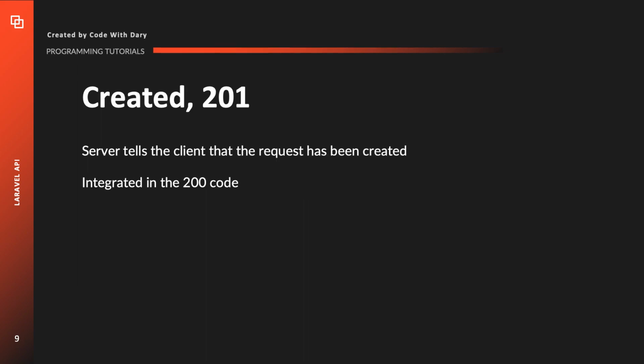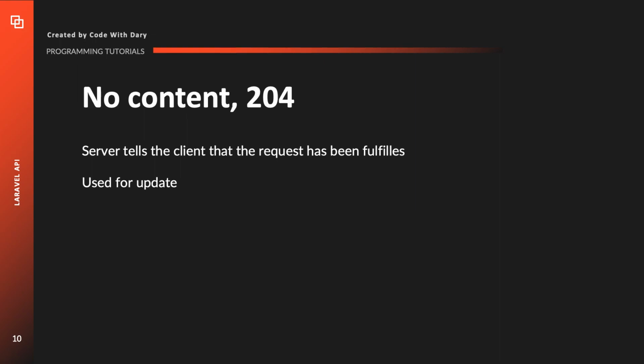Now the 201 code tells the client that one or more resources has been created. You might wonder what the difference is between 200 and 201. The 200 code will look at the 201 status, sees if the resource has been created, so it can move on. Whenever you perform an update method, you do not need any data back. That's when the 204 comes into play. This code tells the client that the request has been fulfilled, but there is no content in the response.